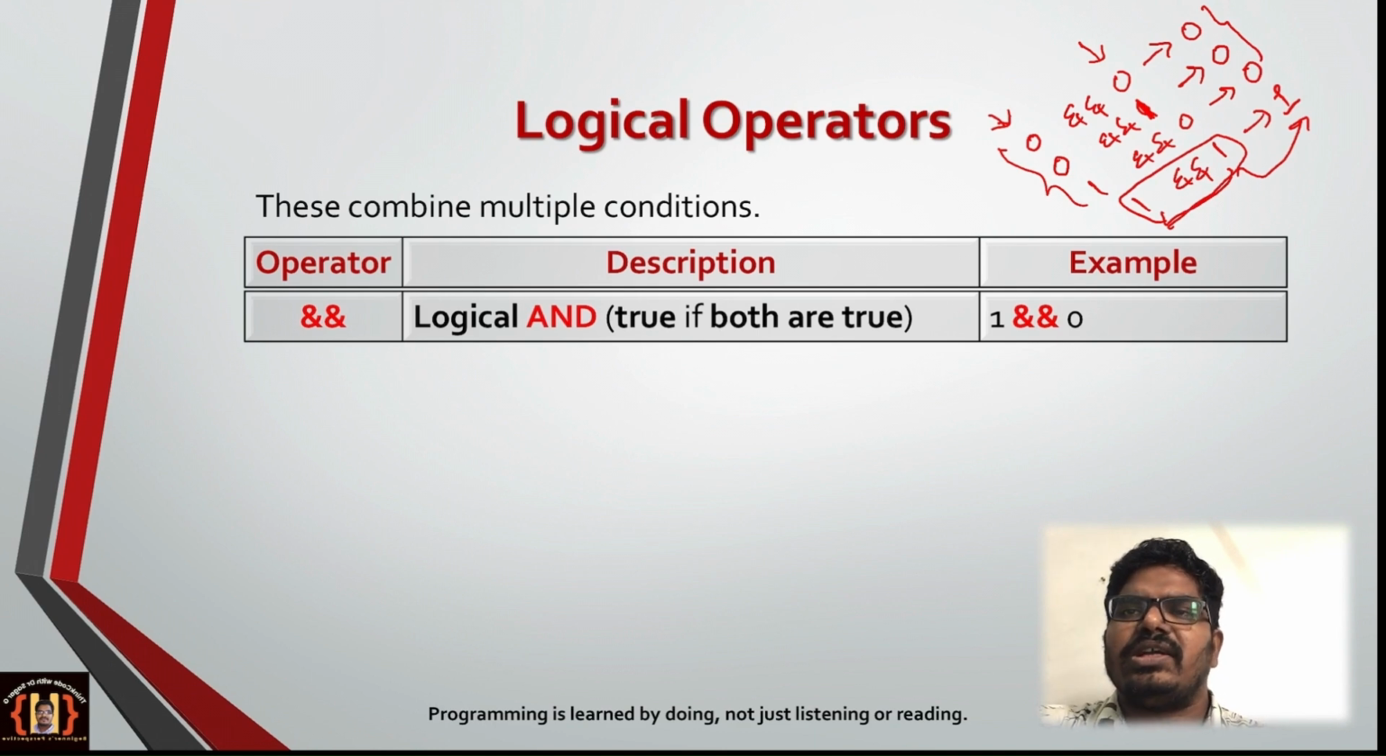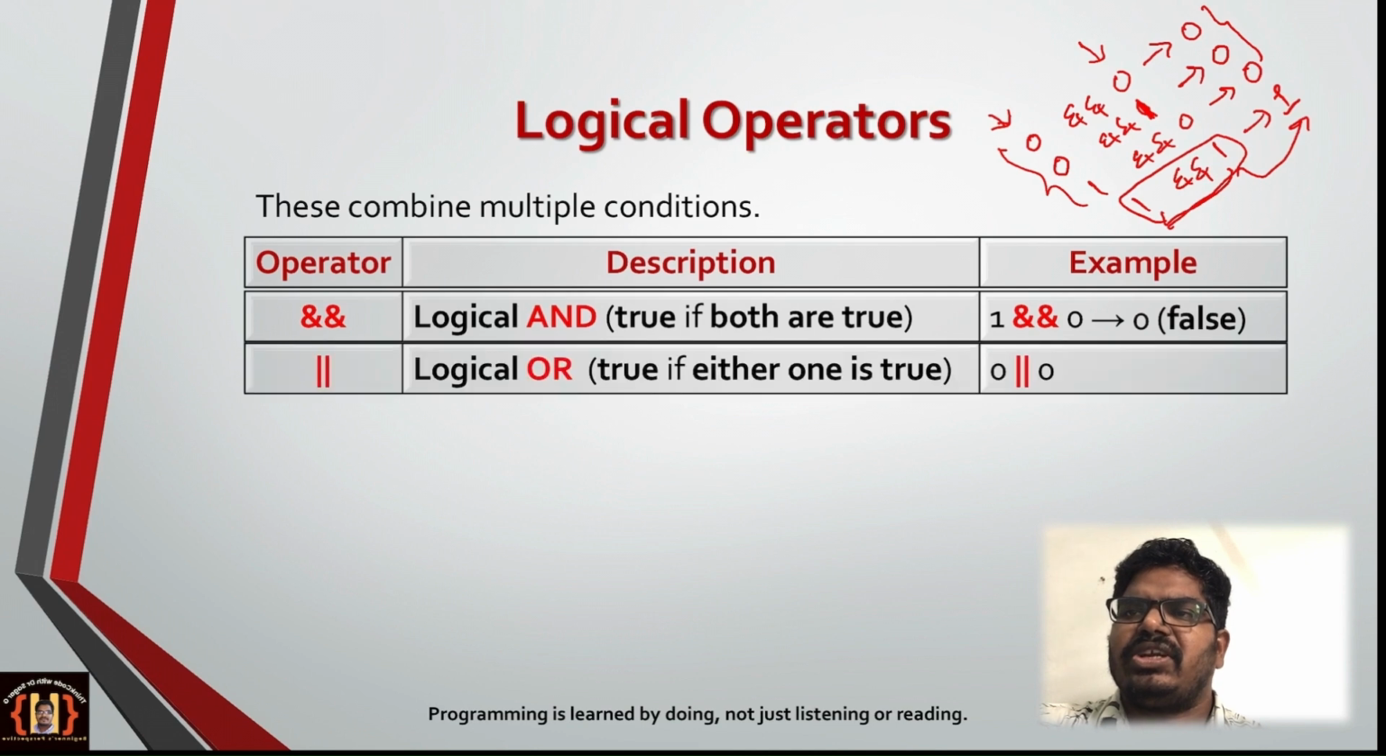So logical AND is when both operands of the logical operator AND are true. When I say true, they are both ones. Then only the result is 1. Otherwise, the result is 0. This is the AND operation. So you can see one example.